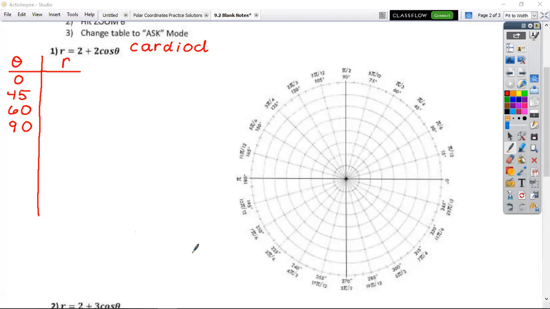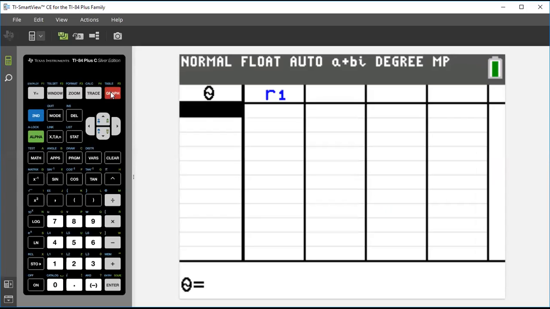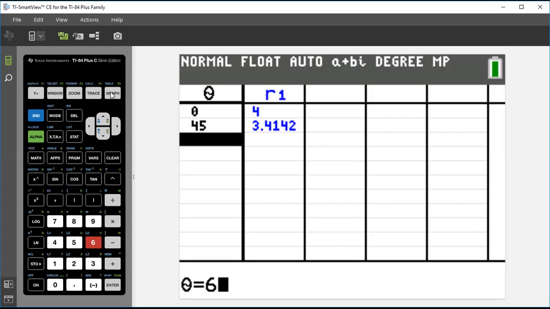So I'm going to go second and then graph. And I'm gonna start typing these. 0, what am I at? 4. What else did I pick? Did I go right to 30 or did I go to 45? 45. Again, you can do 30, it doesn't matter. So 3.4142 is next. So write them down first. I believe I skipped to 60. That's 3. I think I skipped to 90.